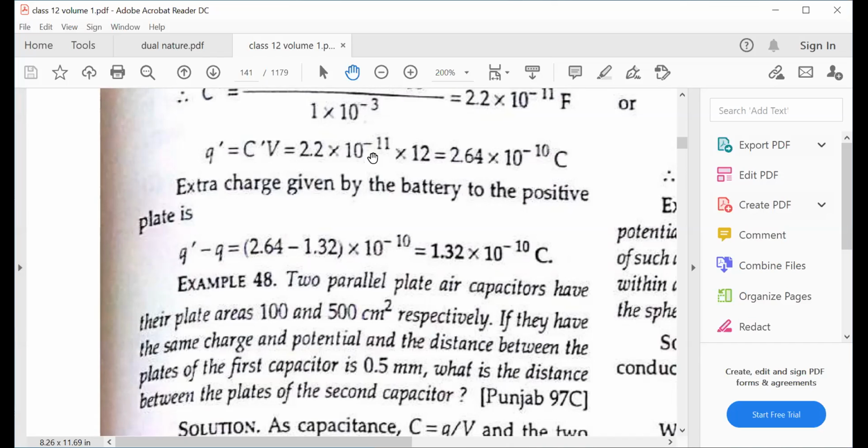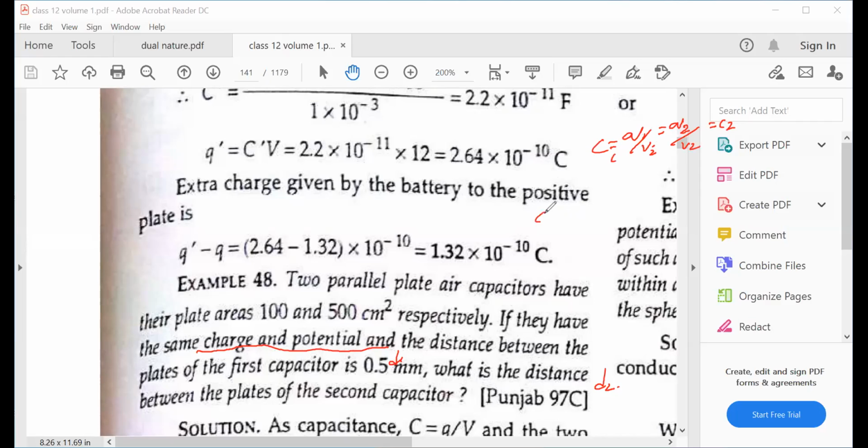So there are two capacitors, and the areas are given. The first capacitor's distance is given. I'll take this one as D1, and we need to find the distance D2 for the second capacitor. They have given the same charge and potential. The formula is C is equal to Q by V. If the same charge and potential are there for both capacitors, C1 and C2 will be the same.